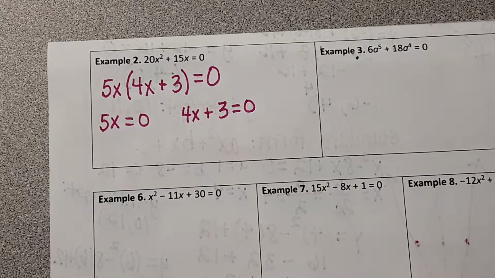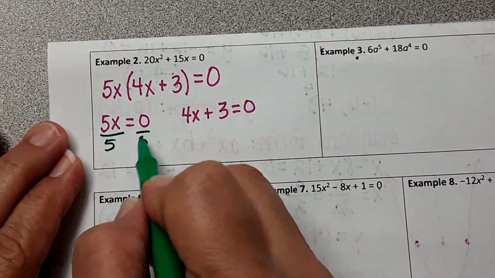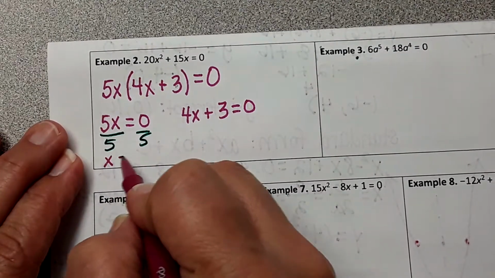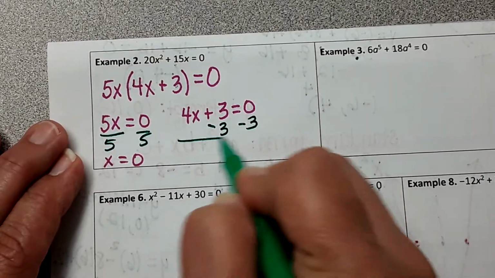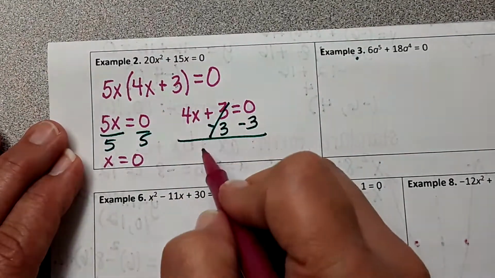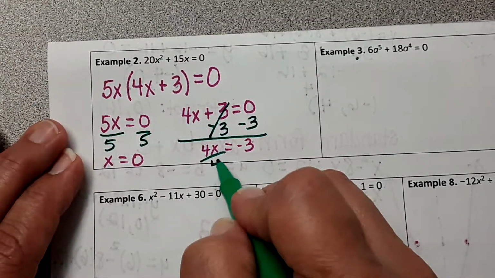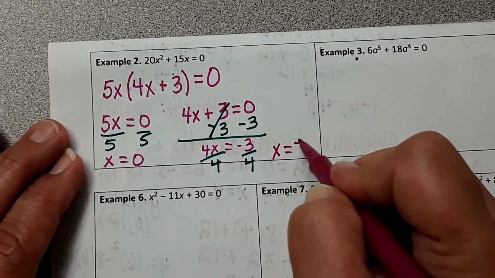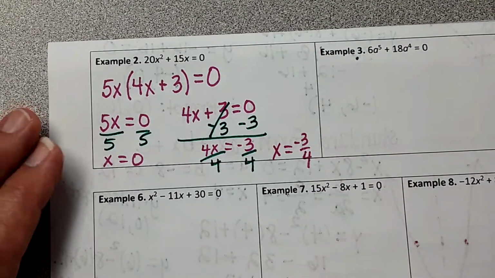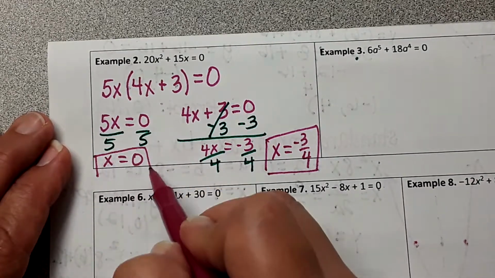So what I'm finding now are going to be my roots, my solutions, my x-intercepts. You guys, we did this yesterday when we graphed. We just don't have to do as much work to find our roots. So I'm going to divide by 5, and this x equals 0. And on this side, I'm going to subtract 3. And then I have 4x equals negative 3. It's funny that I did this problem for you already. And then I divide by 4, and I get x equals negative 3/4. So my answers are x equals negative 3/4 and x equals 0.